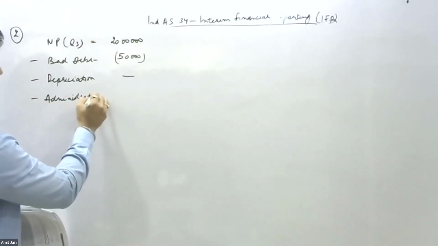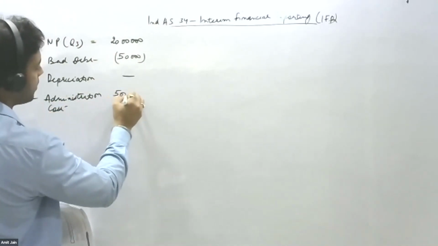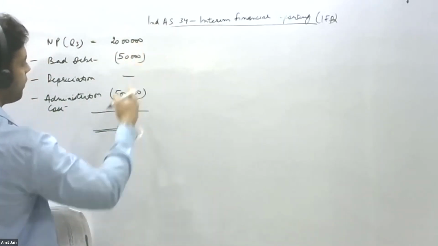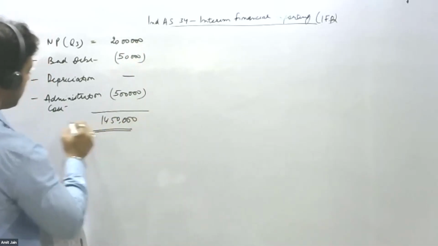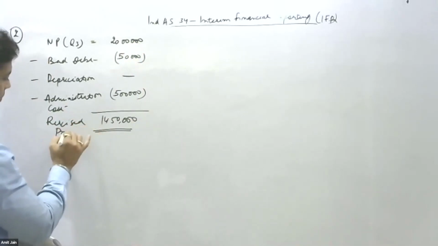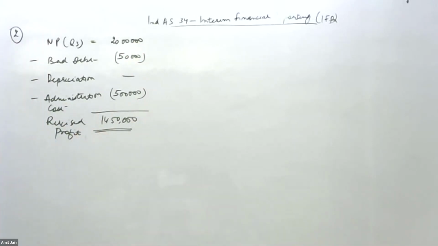Administration cost of rupees 5 lakh needs to be recognized. What is the correct profit? 15 lakh minus 50,000. 14 lakh 50,000 will be the revised profit. Right, guys? Any doubt, please let me know.